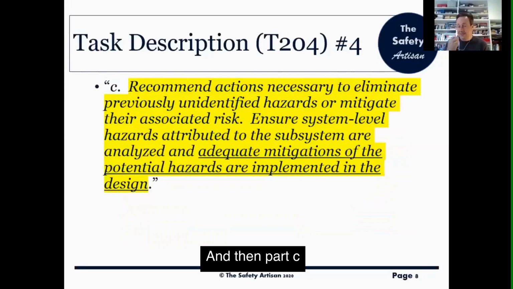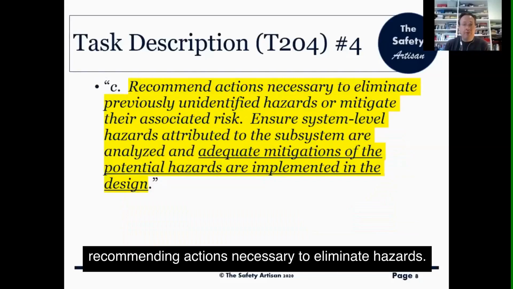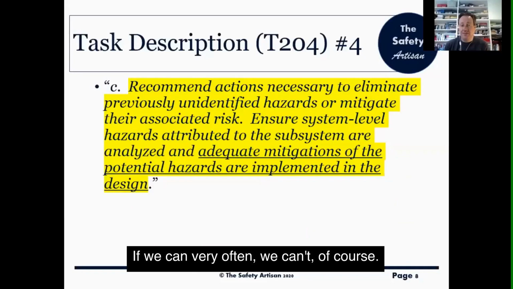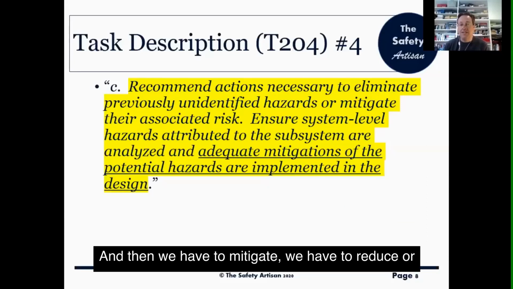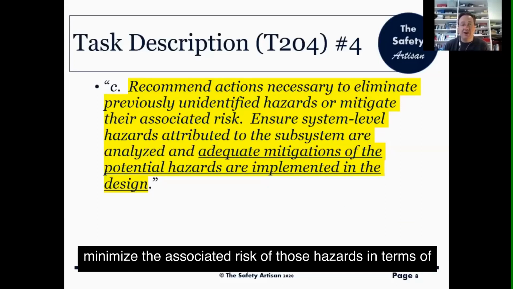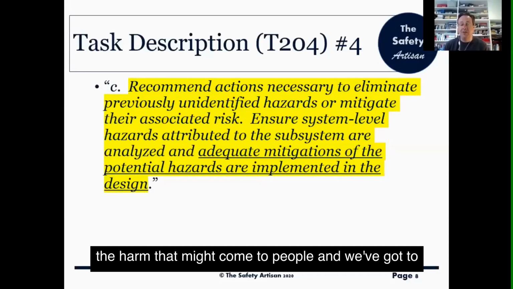And then part C, recommending actions necessary to eliminate hazards if we can. Very often we can't, of course. And then we have to mitigate, we have to reduce or minimize the associated risk of those hazards in terms of the harm that might come to people.